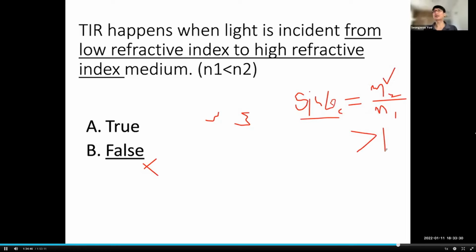This cannot be true. So we cannot have this condition. Therefore, the incident light must be in a medium with a higher refractive index to realize total internal reflection. So the correct answer is the first.